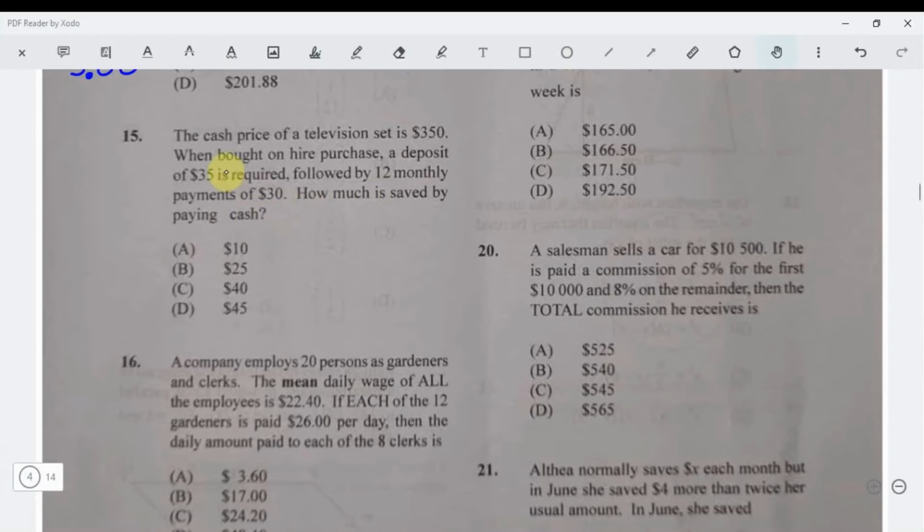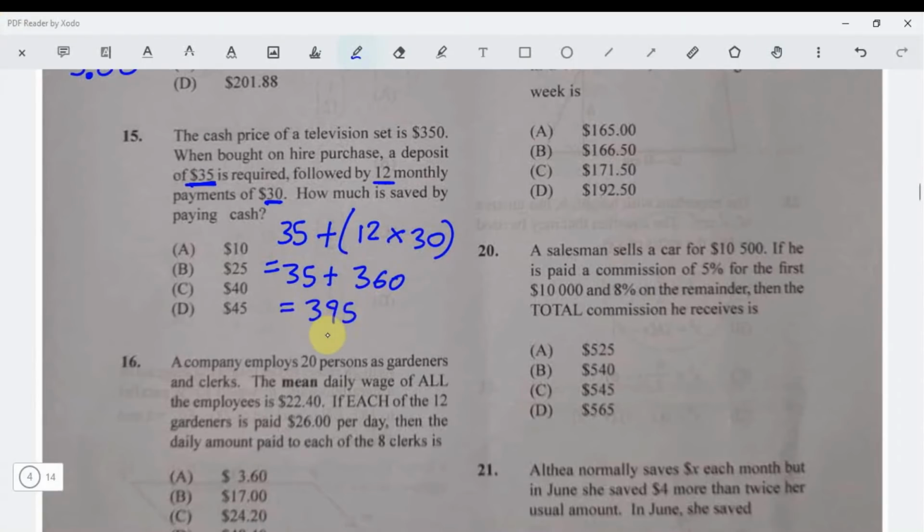So let's see. First thing you need to do is, if you're going to buy it on higher purchase, you pay the deposit, $35. Then you need to pay 12 monthly payments of $30. So that's 12 times 30, which is 360. So this works out to be 35 plus 360, which is 395. So this is what you'd pay on higher purchase.